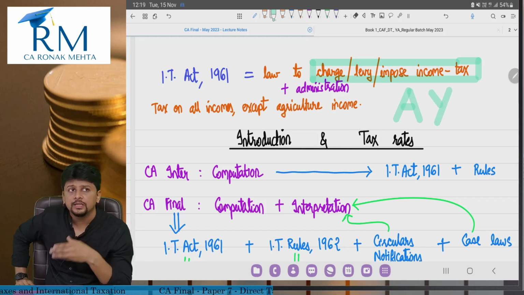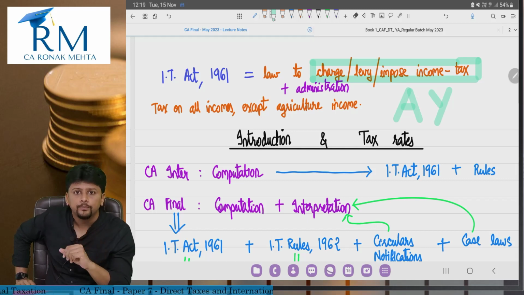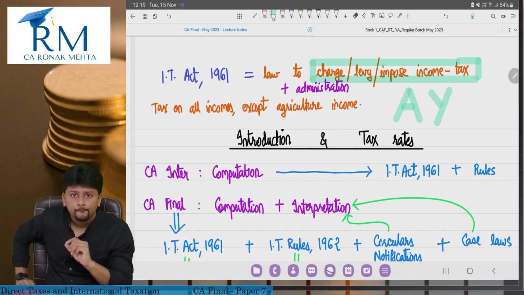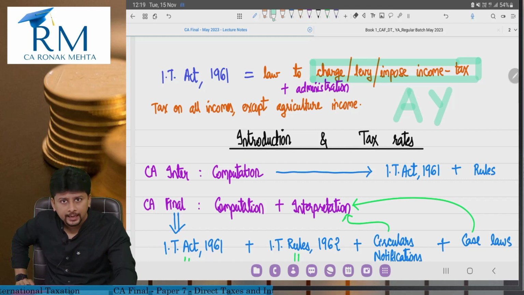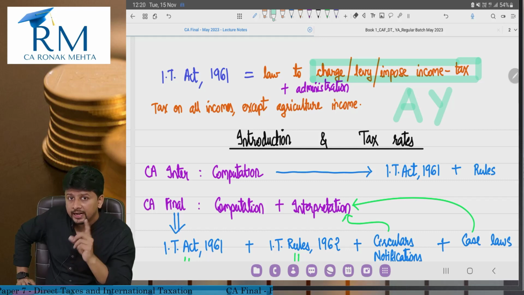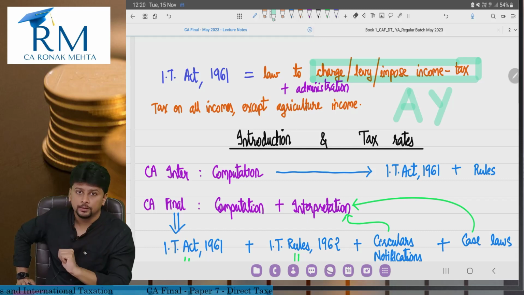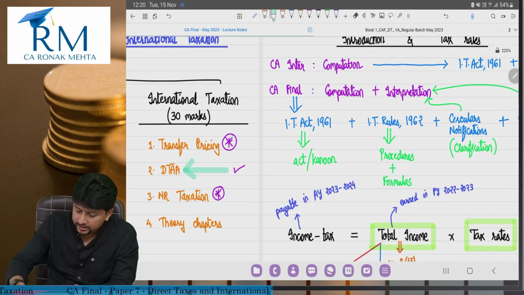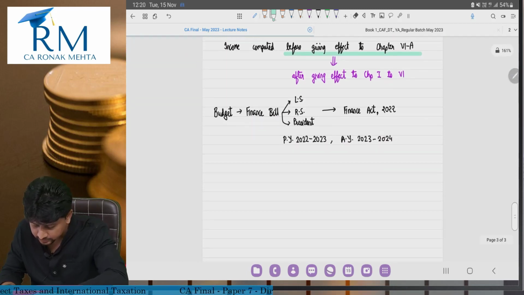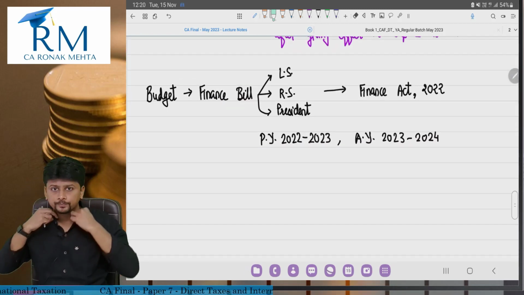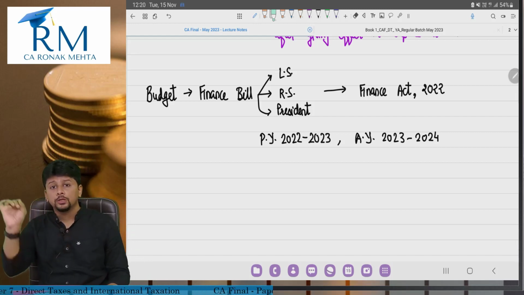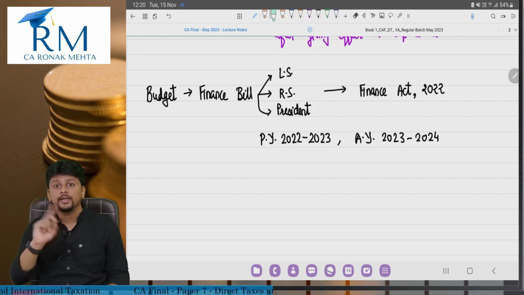Previous year though is the year in which I am busy earning the income. On that income, you can impose income tax in the assessment year. So when you are studying the Income Tax Act, when you are writing about the Income Tax Act, it is necessary that you do the drafting with reference to the assessment year. And for your exams, May 23 and November 23, the assessment year involved is assessment year 23-24.